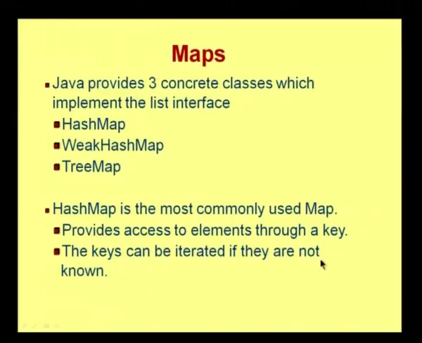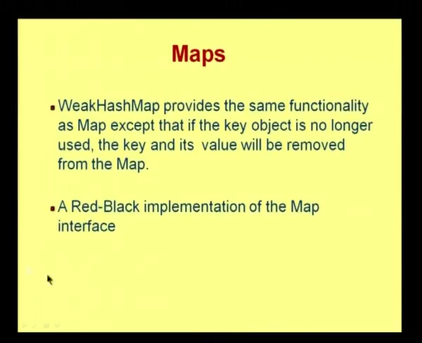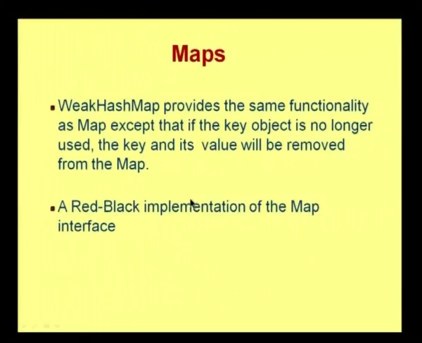The key cannot be iterated if they are not known. So WeakHashMap, same as your HashMap, provides the same functionality as Map, except that if the key object is no longer used, the key and its value will be removed from the map. It will take a period of time, and then if that particular key is not used, it will automatically be removed from the memory. That is from your HashMap.